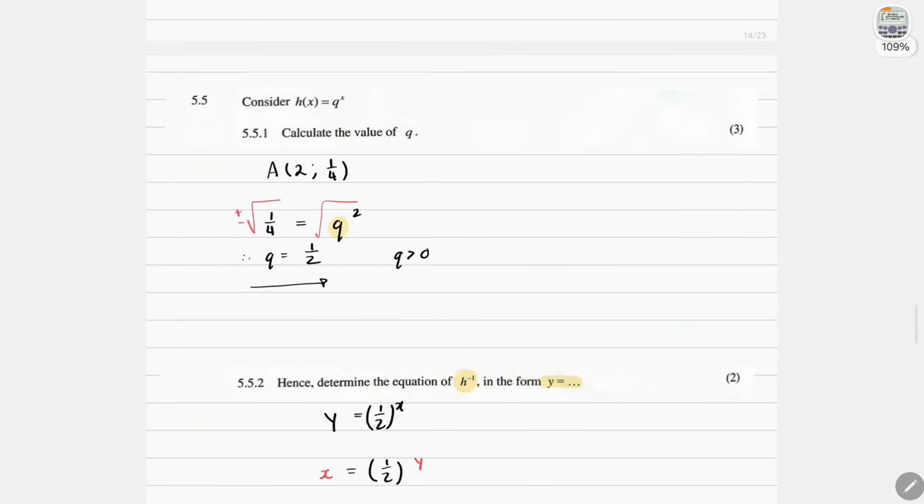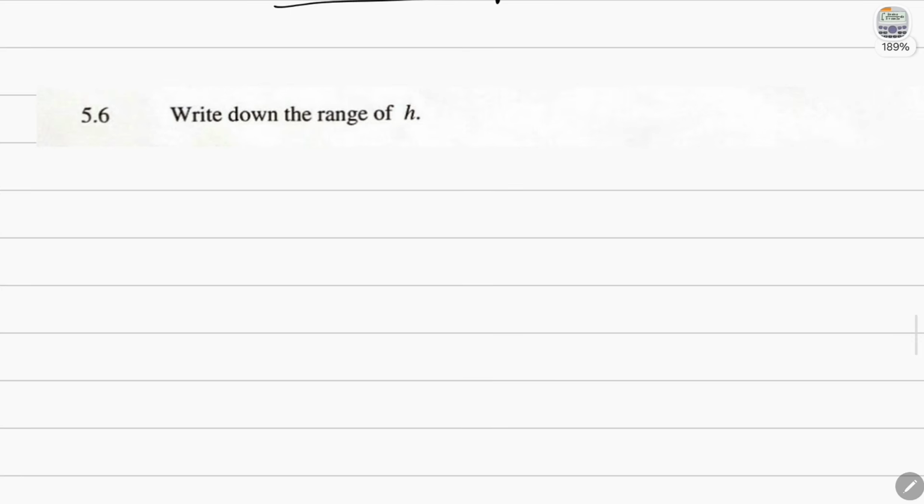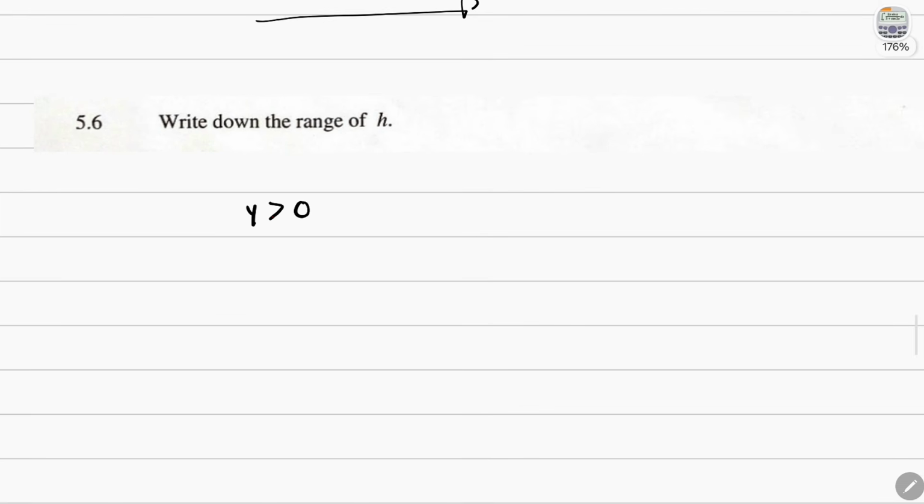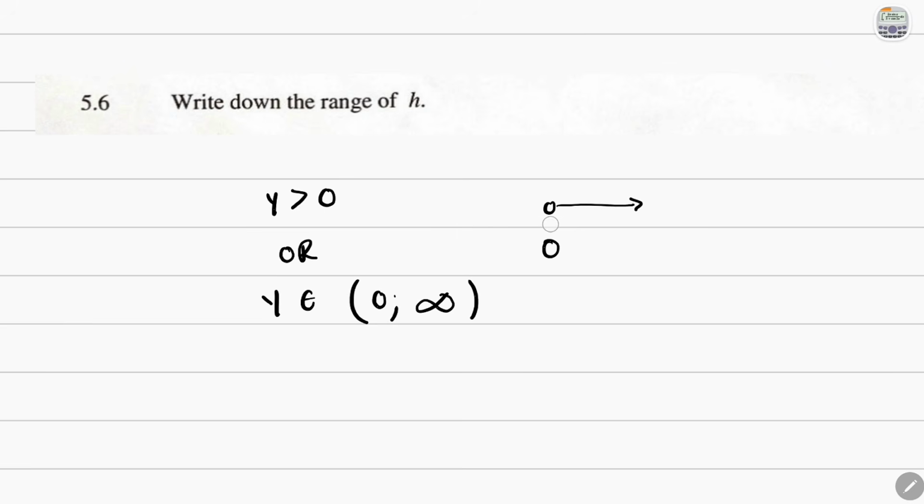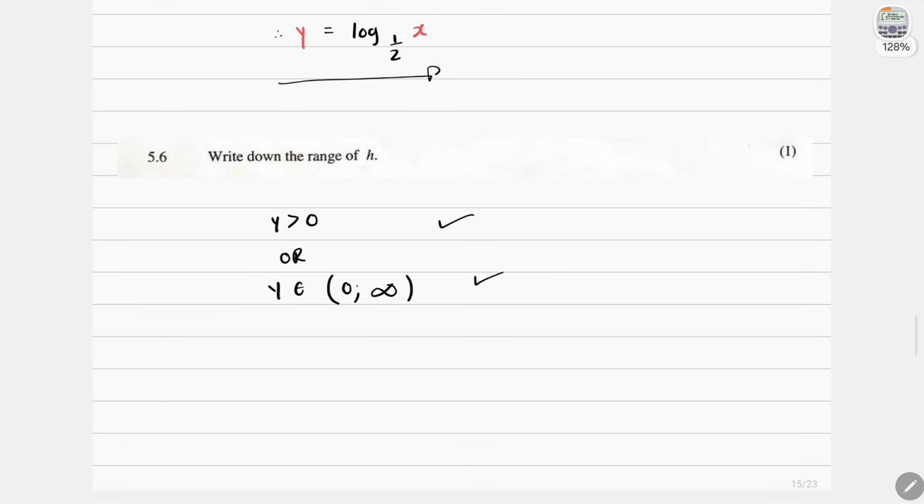So for the range of this graph, we can simply say that y is greater than 0. And that is our answer. Okay, so you can either write it like this or like that. And that is our answer. Moving on to the next question.